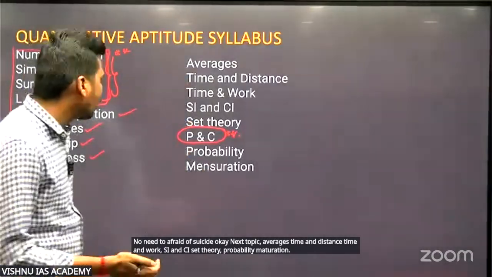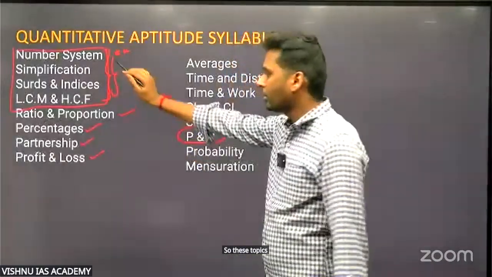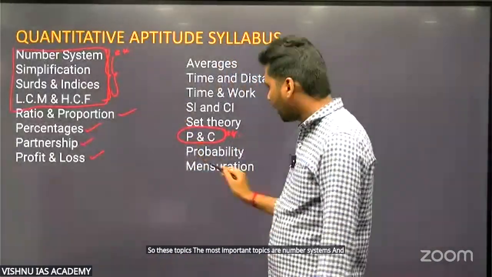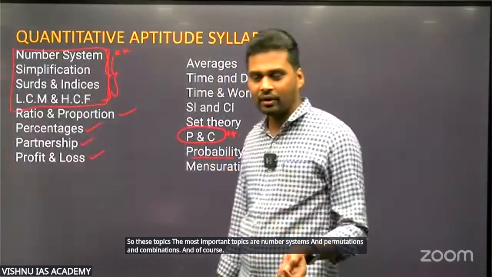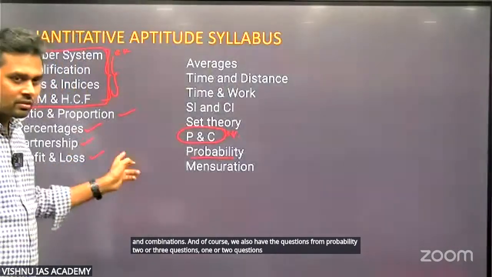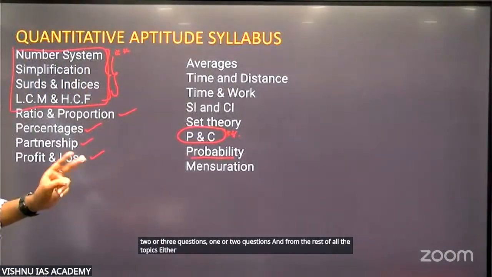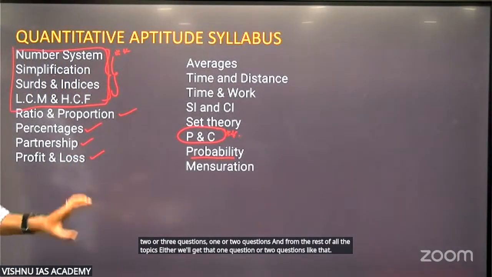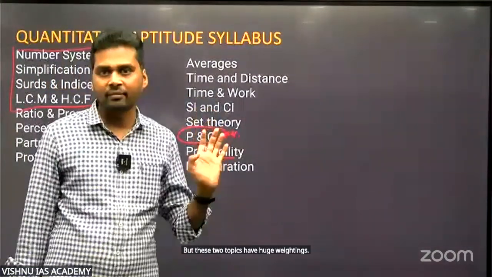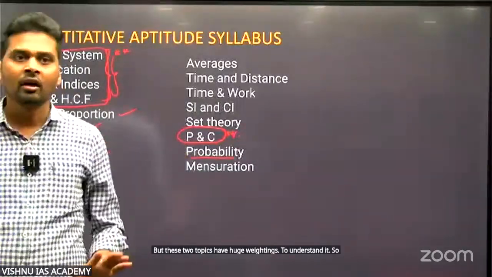So these topics, the most important topics are number systems and permutations and combinations. And of course, we also have questions from probability, 1 or 2 questions. And from the rest of the topics, either we'll get 1 question or 2 questions like that. But these 2 topics have huge weightage. You understand it? So, ee rendu topics nunchi kuda huge weightage undi.